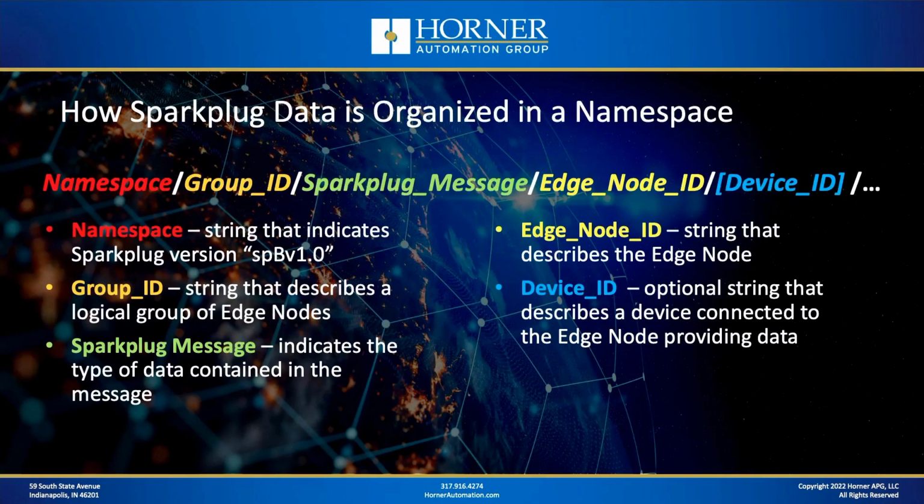So again, if I'm in my plant environment, maybe I have an epoxymatic machine and I only have one epoxymatic machine in my plant. So the node ID might be epoxymatic. Okay, that sort of thing.